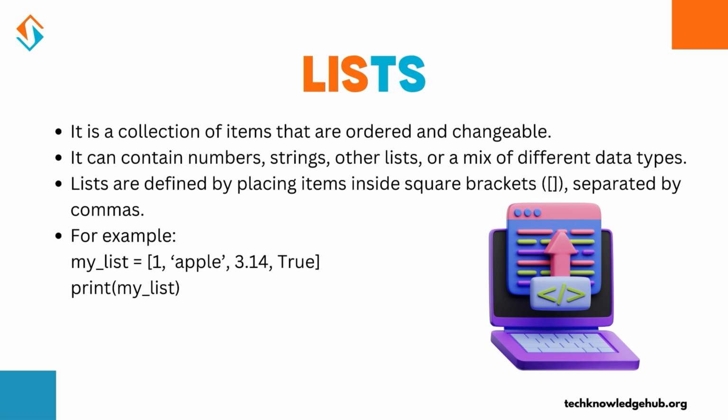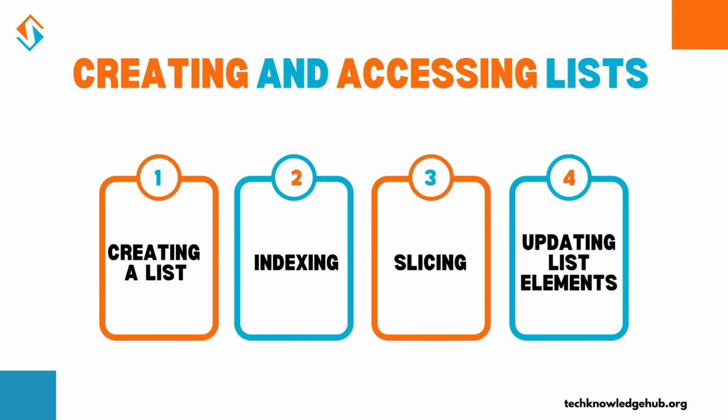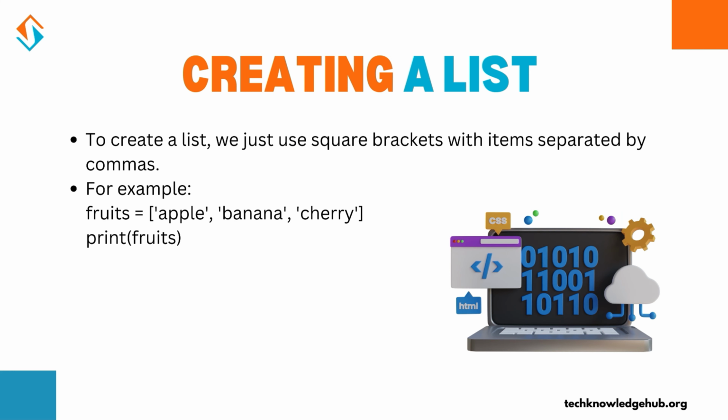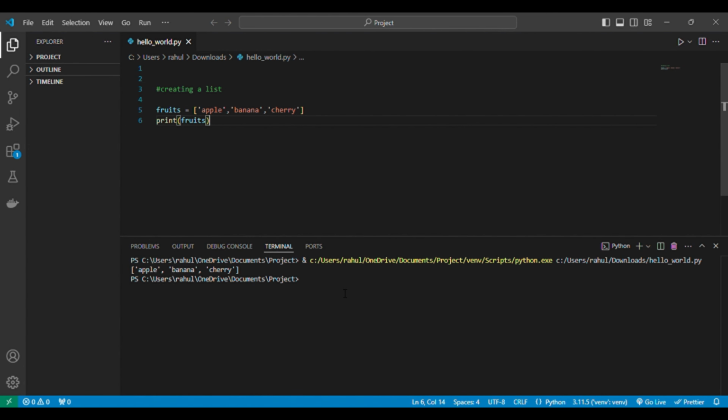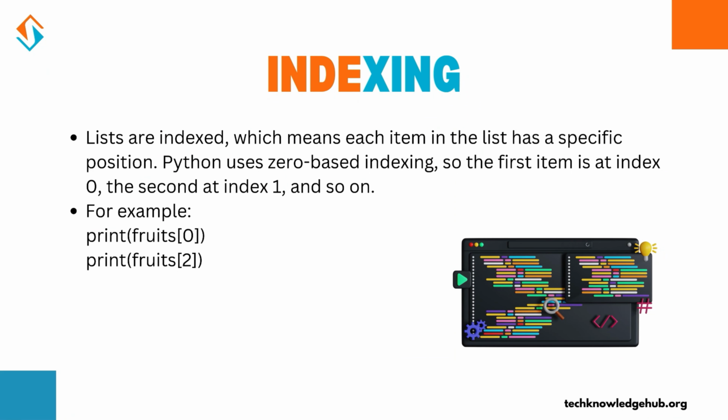Now that we understand what a list is, let's go over how to create and access the elements within a list. Creating a list. To create a list, we just use square brackets with items separated by commas. Here's a simple example. fruits = ["apple", "banana", "cherry"]. Then print(fruits). Here we have a list of strings with 3 fruits.